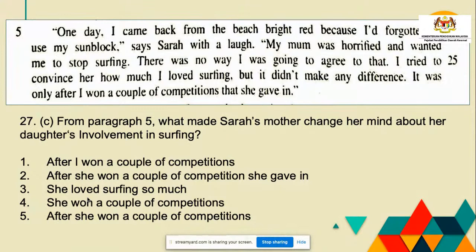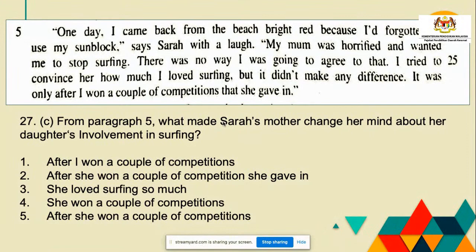Alright, paragraph 5. From paragraph 5, what made Sarah's mother change her mind about her daughter's involvement in surfing? Soalan dah start panjang dah ni. Nampak tak? Perasan tak soalan dia dah semakin, dia punya tahap kesukaran tu semakin bertambah. So, level of question tu daripada senang, dia akan jadi lebih susah, lebih susah, lebih susah. Okay. From paragraph 5, again, identify the keyword.